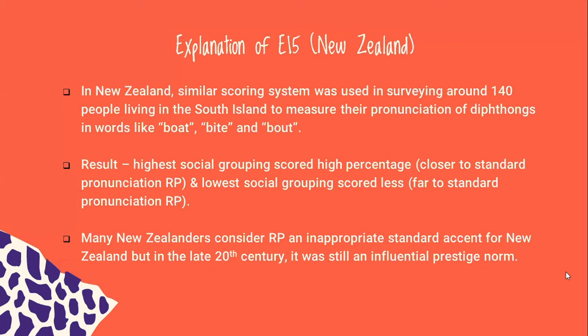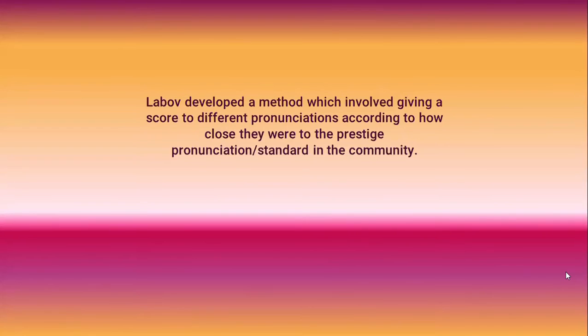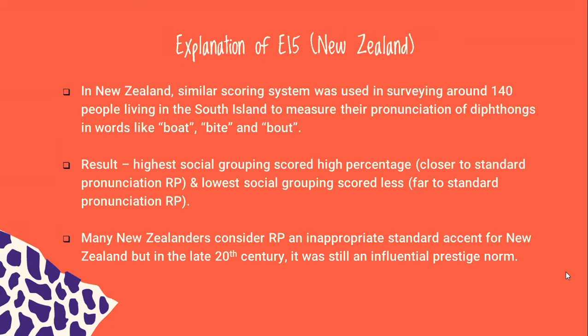So in New Zealand, a similar scoring system was used in surveying around 140 people living in the South Island to measure the pronunciation of diphthongs in words like boat, bite, and bulk. So the result: higher social groupings scored a higher percentage, closer to the standard pronunciation, RP, and lower social groupings scored further from standard pronunciation RP. Many New Zealanders consider RP an inappropriate standard accent for New Zealand, but in the late 20th century, it was still an influential prestige norm.